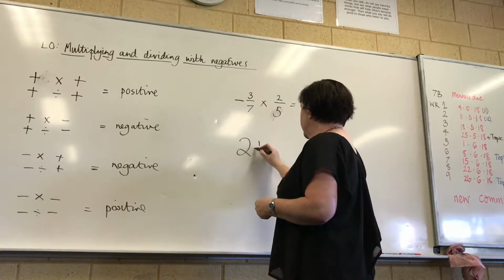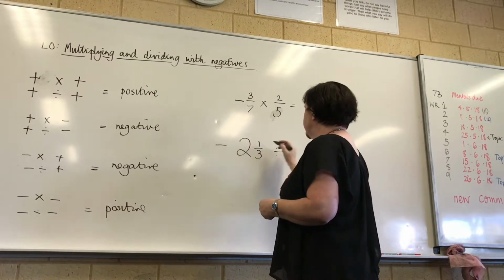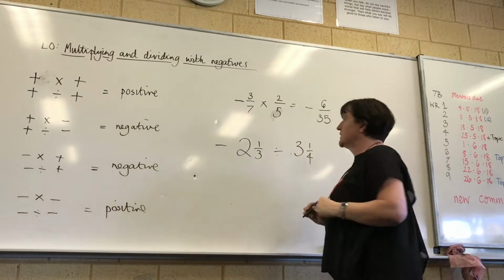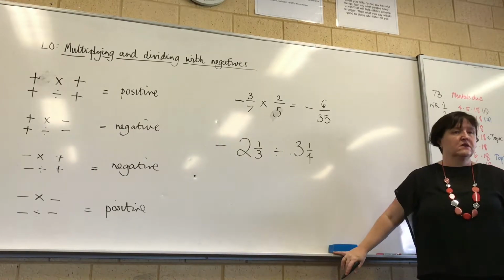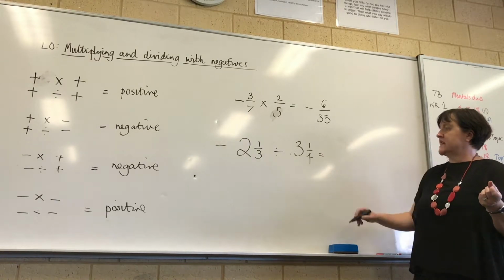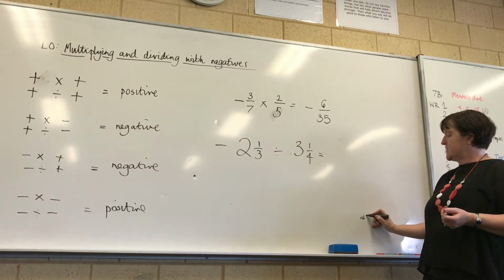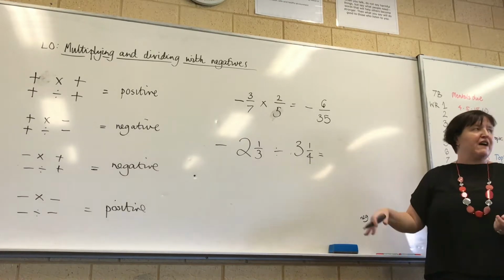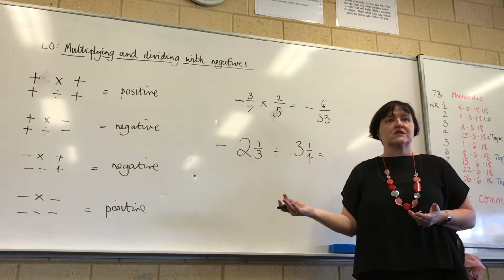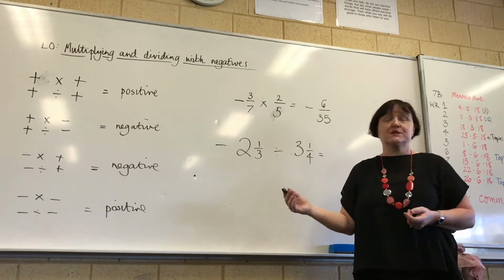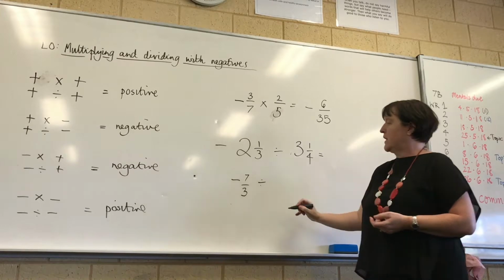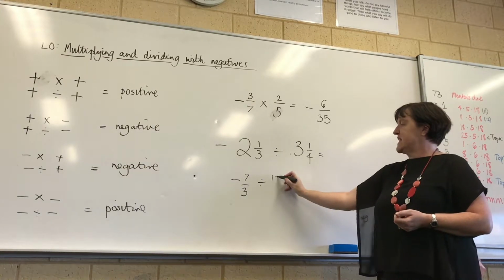We'll have -2 and a third divided by 3 and a quarter. Okay, so again, negative and a positive. My answer is going to be negative, isn't it? So even if you just write down here "neg", so you know that you're going to remember, because obviously we've got a fair few lines of working for this one. What do I need to do first of all with both of those fractions? Make them into improper fractions, that's right. So -7/3 divided by 13/4.